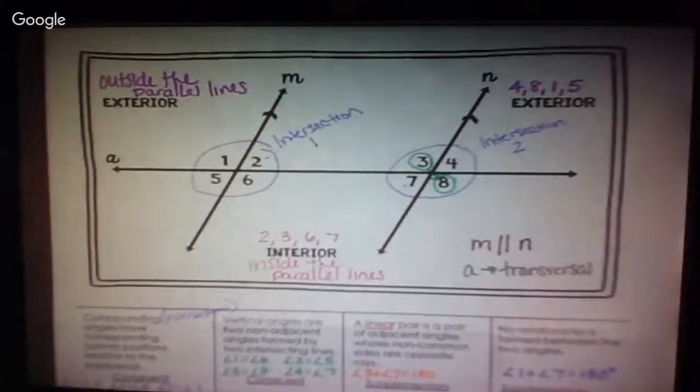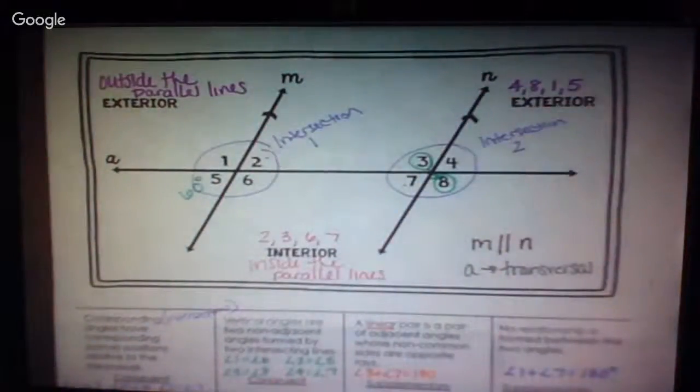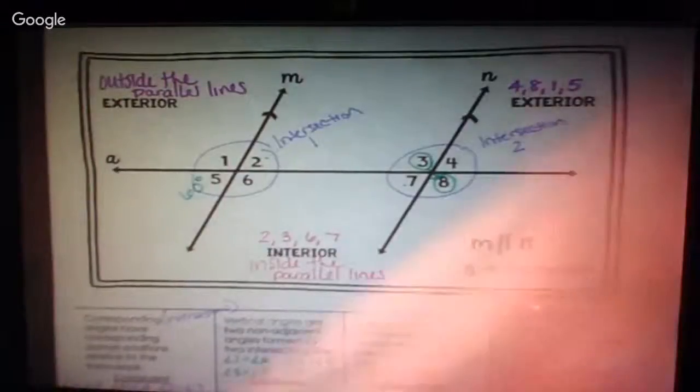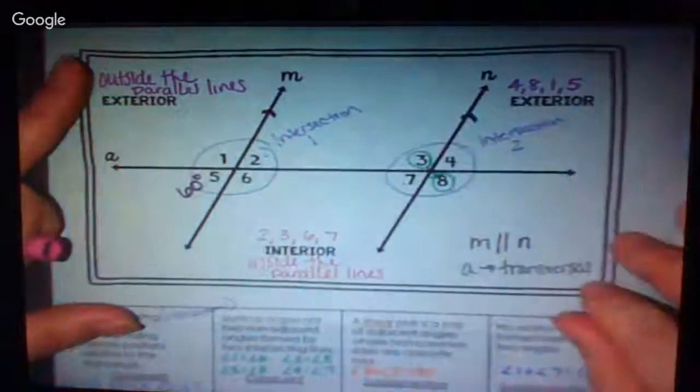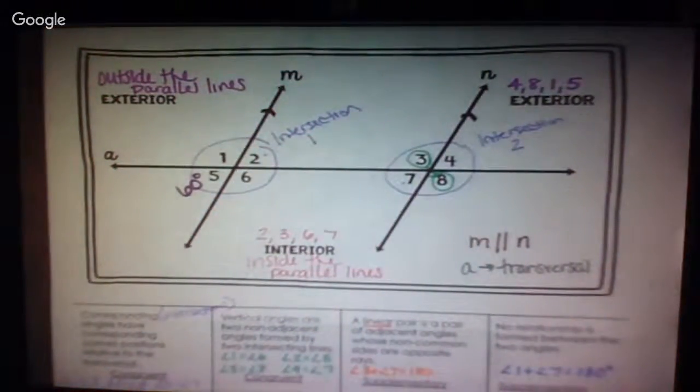So let's say angle 5 is 60 degrees. Actually, let me get a darker color because that didn't show up very well. Okay, angle 5 is 60 degrees. If angle 5 is 60 degrees, what does that make angle 2? 60 degrees. How do you know that? Because they're vertical angles, and vertical angles are congruent. So this is 60 degrees.